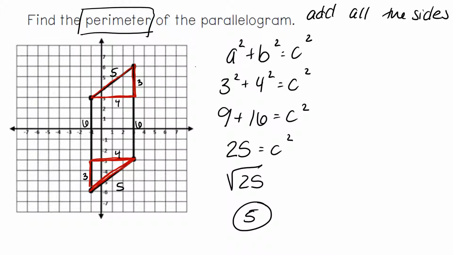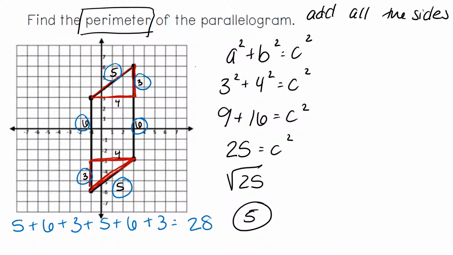To solve for the perimeter, we add all the edges. So we're going to add the top 5, the side 6, the side 3, the bottom 5, the side 6, and the side 3. Remember, for perimeter, we add up the outside edges. Adding all of those up, we get a perimeter of 28.